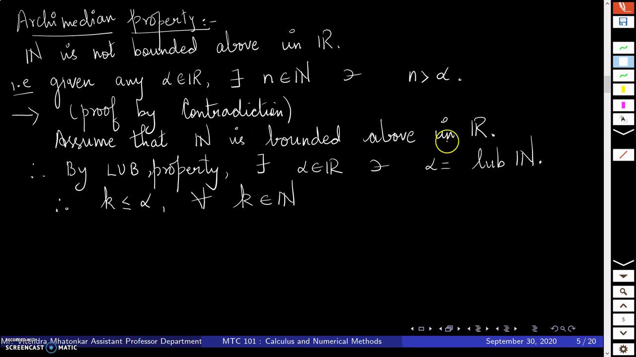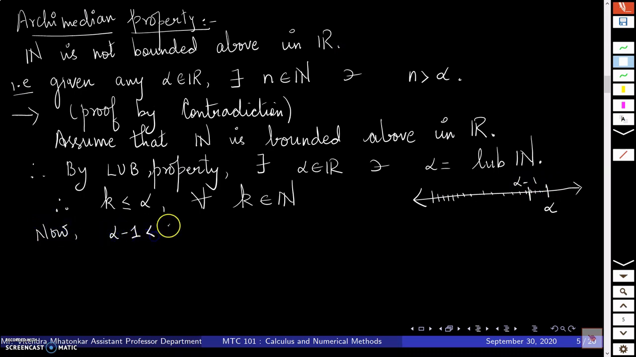Now let me put this on a number line, just to get a better idea of it. I have alpha here, and I'm assuming that all the natural numbers are on the left of alpha, somewhere here. That's my assumption. Now if I look at the number alpha minus 1, that will be somewhere here, 1 unit less than alpha. So alpha minus 1 is strictly less than alpha, because I am subtracting 1 from alpha. So it has to be on the left hand side of alpha.